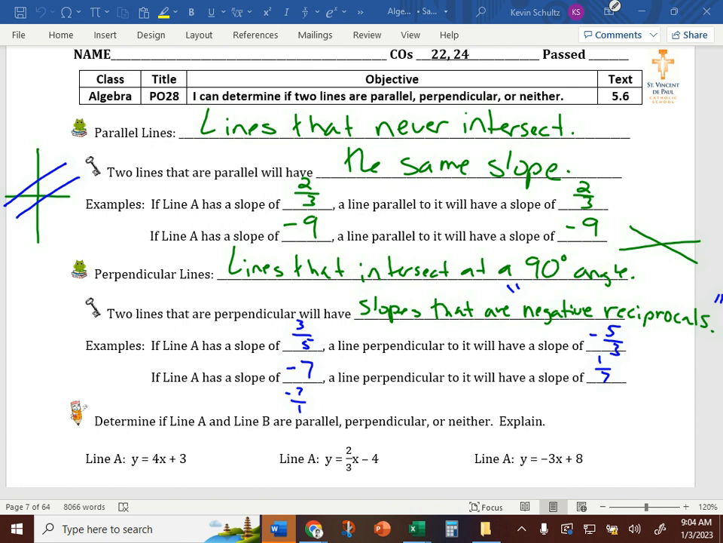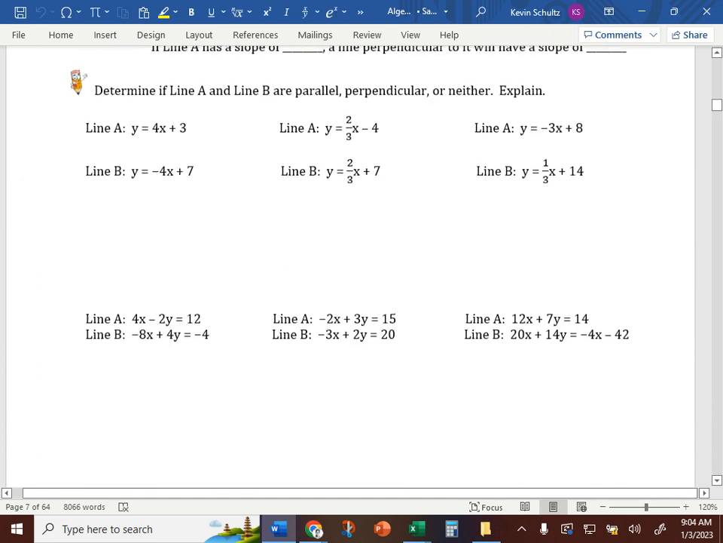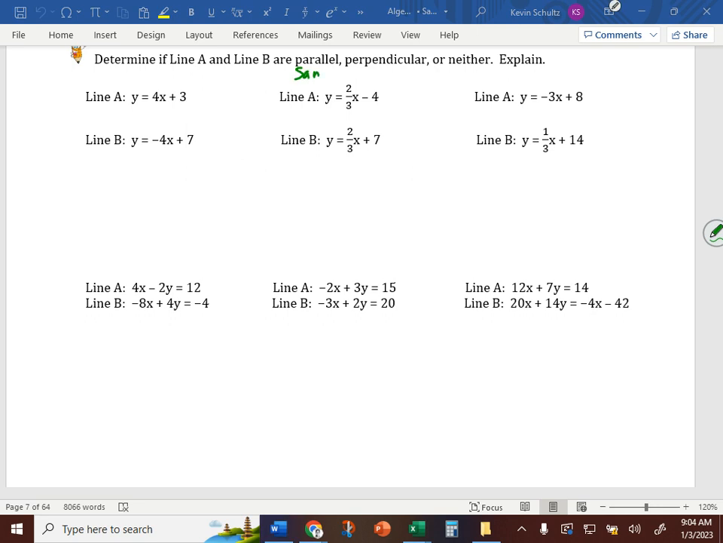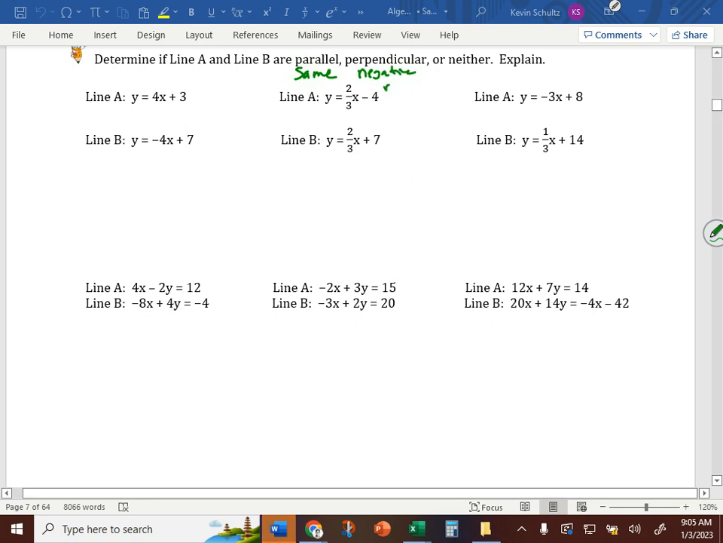Your job, our job, I'll go over some of them for you here. Determine if line A and line B are parallel, perpendicular, or neither, and explain. If they're parallel, you're looking for slopes that are the same, right? If they're perpendicular, you're looking for slopes that are negative reciprocals. And if it's neither, it's just not one of those things. Anything else, right? If they're not the same, if they're not negative reciprocals, they're neither of those two things.